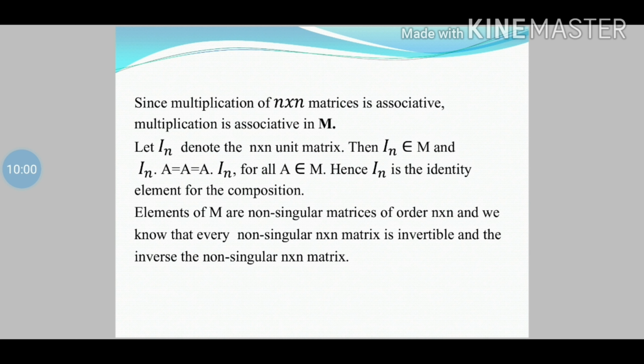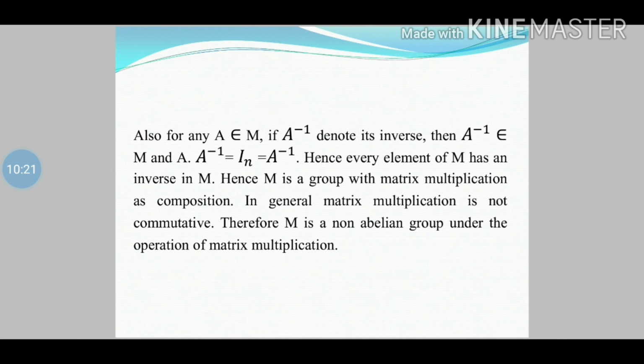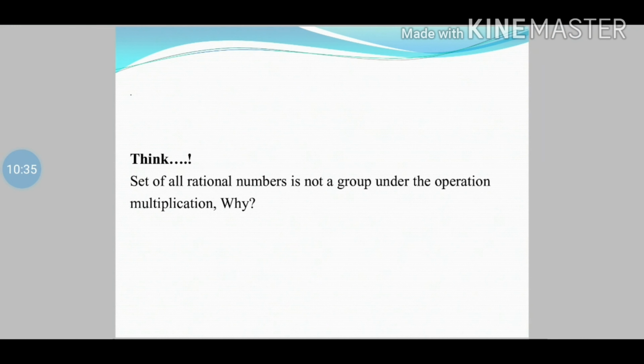And also here, elements of M are non-singular matrices of order n by n. We know that every non-singular n by n matrix is invertible. Therefore for any element in M there exists an inverse. But matrix multiplication is not commutative. This group is non-abelian. Think about why the set of all rational numbers is not a group under the operation of multiplication.